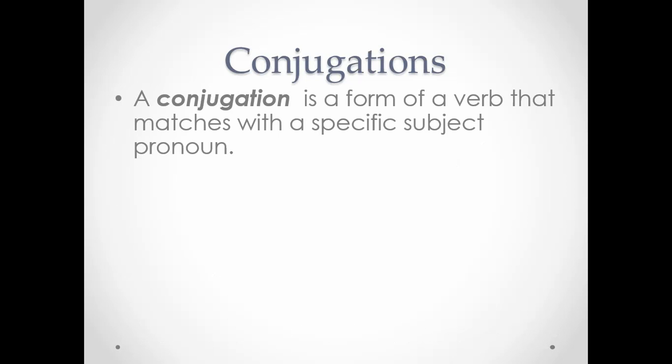Moving on to conjugations. A conjugation is a form of a verb that matches with a specific subject pronoun. And we've talked about the subject pronouns in English. It's I and you and he and she and we and they. Those are pronouns that act as subjects. In Spanish, we've got yo, tú, él, ella, usted, nosotros, vosotros, ellos, ustedes.